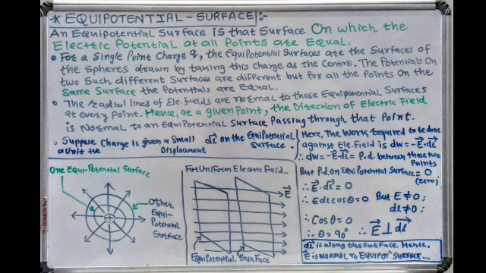On the left side, a positive charge is given and its equipotential surfaces are shown at different distances, and the arrow shows the electric field direction. In the same way, if we take a plane surface, the electric field is in the horizontal direction, and this electric field is perpendicular to the displacement.